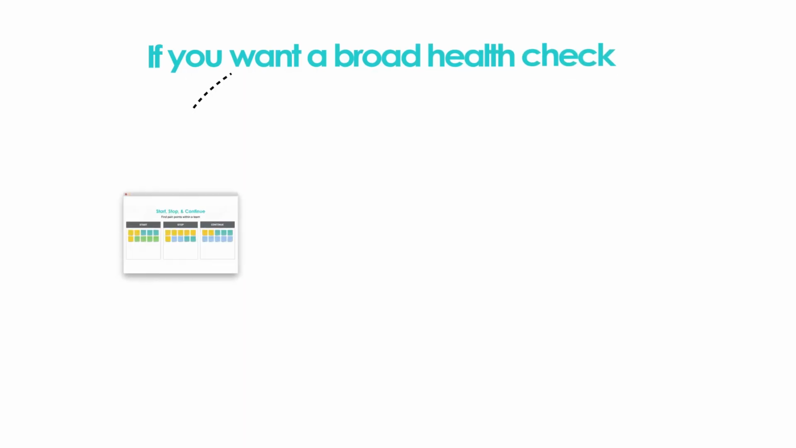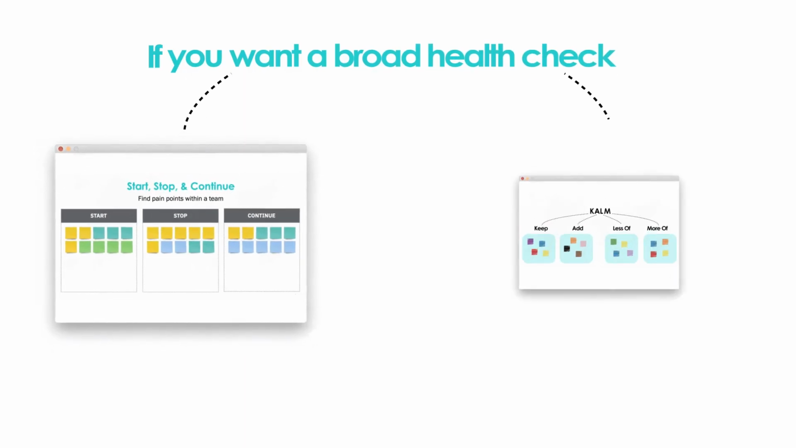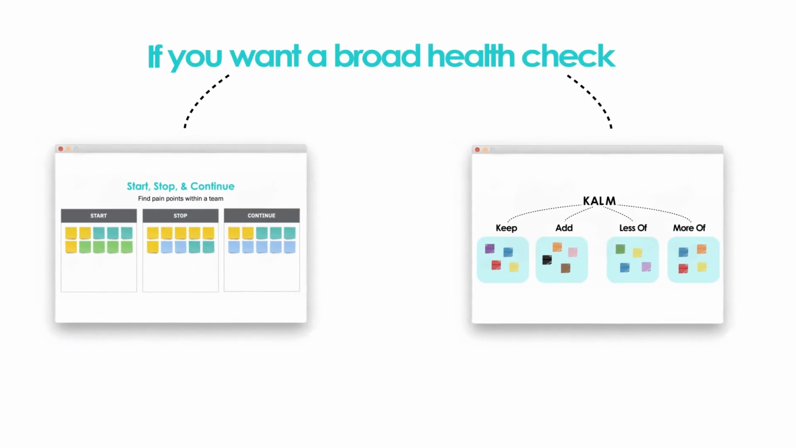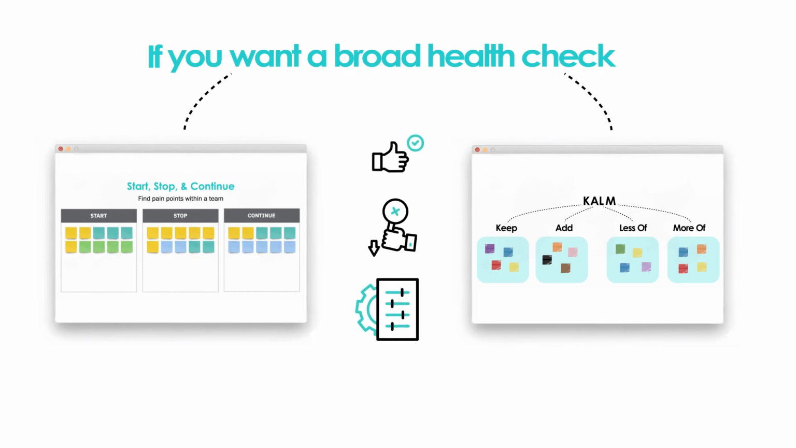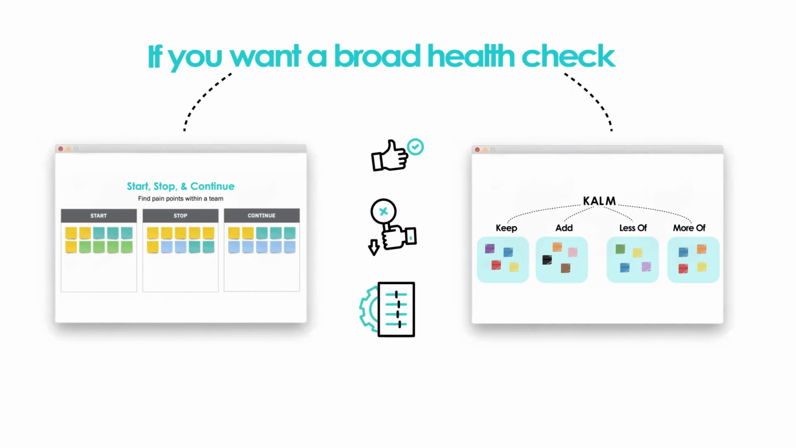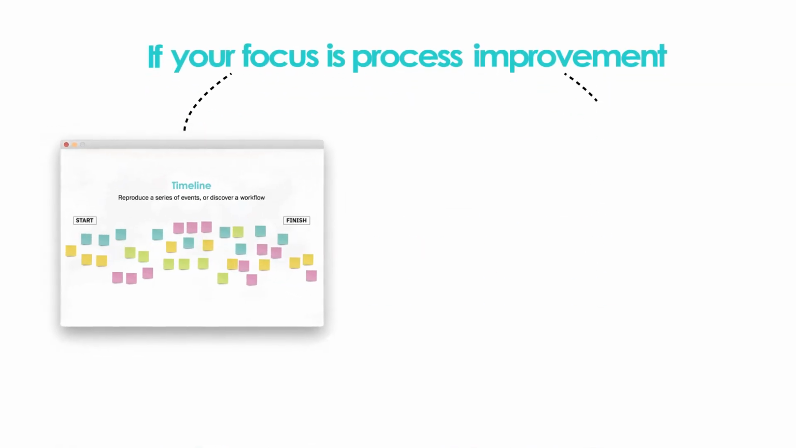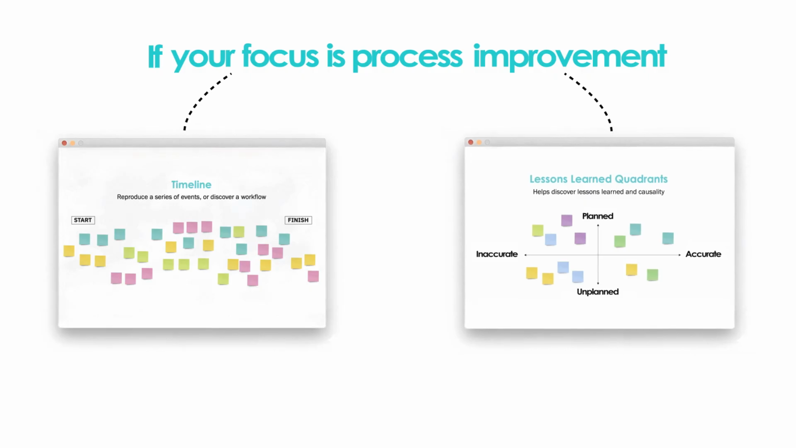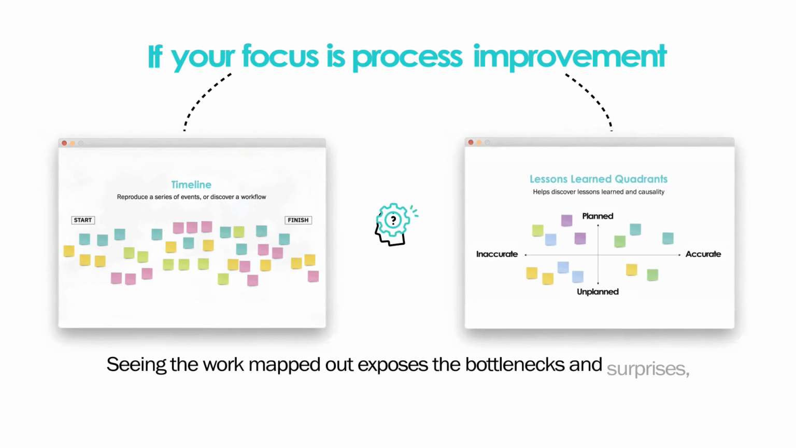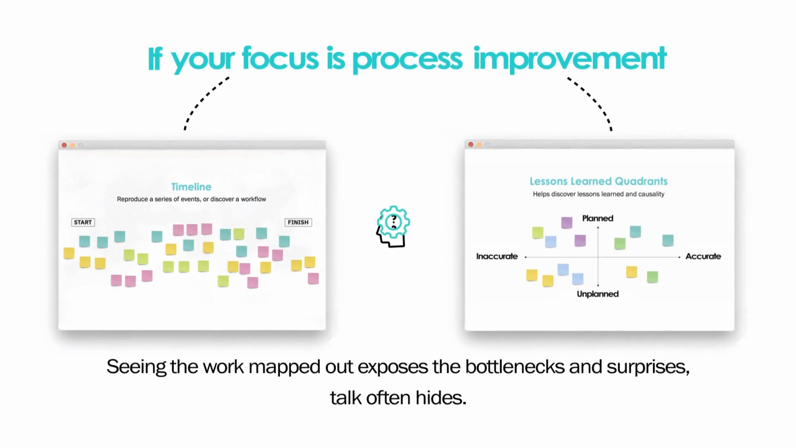If you want a broad team health check, start, stop, continue, or KALM are excellent starting points. They surface what's working, what isn't, and where small adjustments will have the biggest impact. If your focus is process improvement, a timeline or lessons learned format will serve you better. Mapping the work visually exposes bottlenecks and friction points that conversation alone tends to miss.